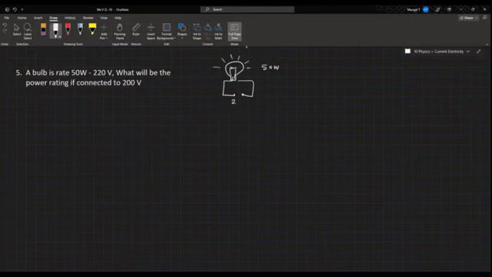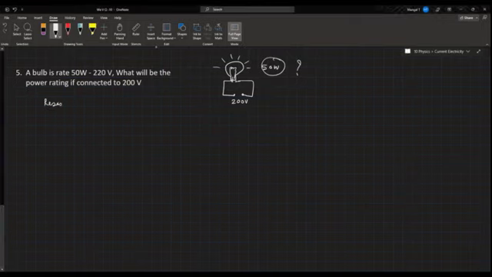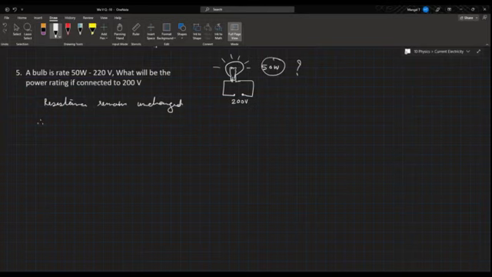Now, instead of 220 volt, if it is connected to 200 volt, then how much will it consume? Okay, while I was teaching you this, I have always asked this question, what remains unchanged? The resistance. The resistance remains unchanged. Very good. So resistance of the bulb remains unchanged. So therefore, students, what is the formula for resistance? Power is equal to V square by R. Therefore, R is equal to V square by P. So I have V1 squared upon P1 is equal to V2 squared upon P2.